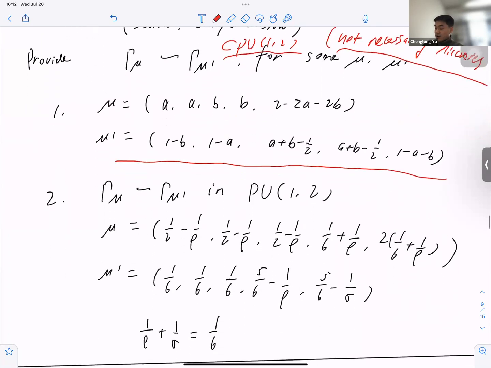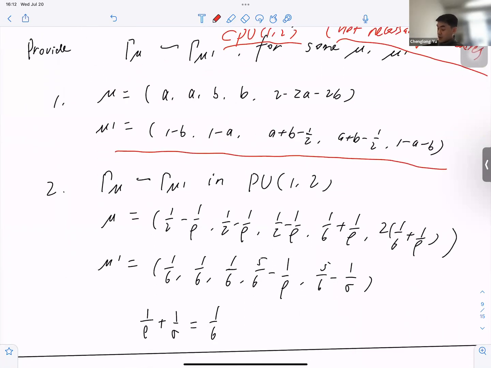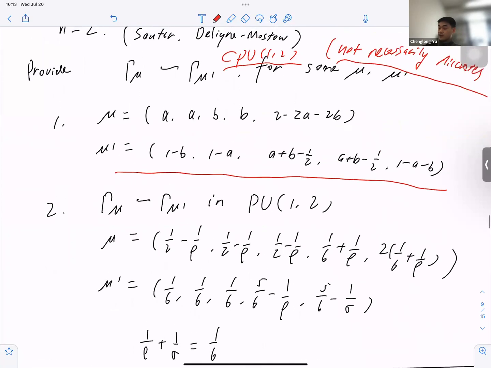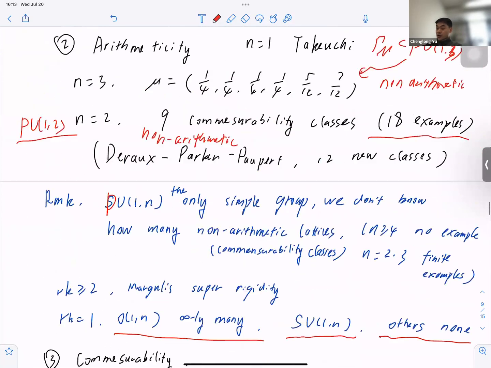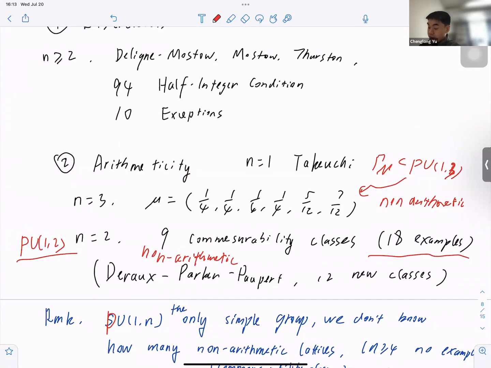And the other example involves just one parameter. And the formula is as follows. So they prove that these two groups are commensurable to each other in PU(1,2). This result is used in their classification for discrete subgroups in PU(1,2), because for those 10 exceptions, in order to prove they are also discrete, they cannot apply this half integer condition.